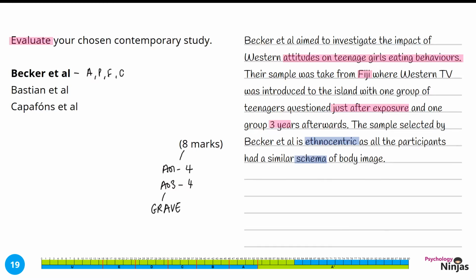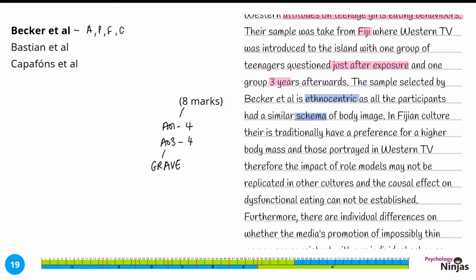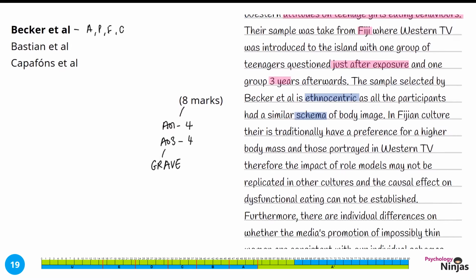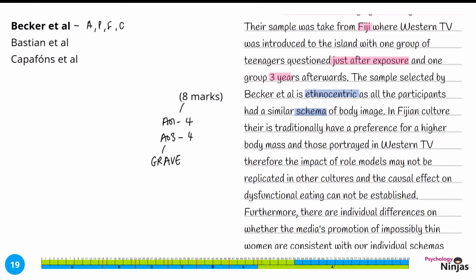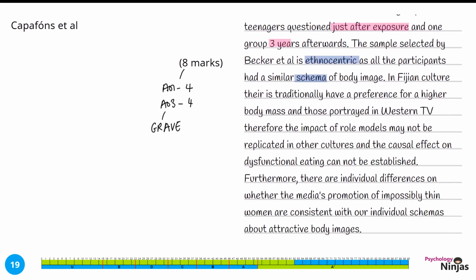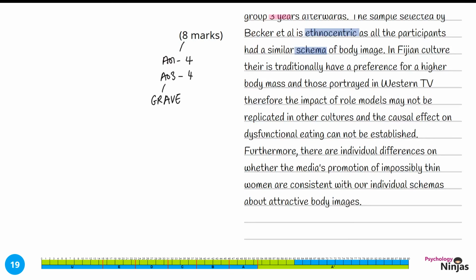We're then going to explain the impact of this in our study. In Fijian culture, there is traditionally a preference for a higher body mass than those portrayed in Western TV. Therefore, the impact of models may not be replicated in other cultures, and the causal effect of dysfunctional eating cannot be established. Furthermore, there are individual differences on whether the media's promotion of impossibly thin women are consistent with our individual schemas about attractive body images.